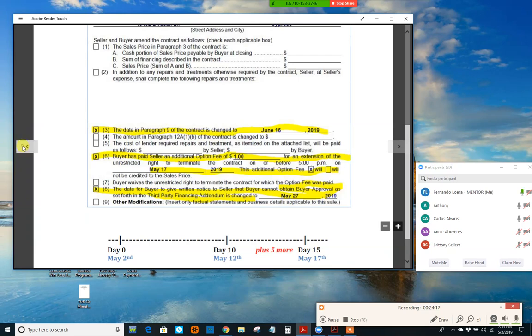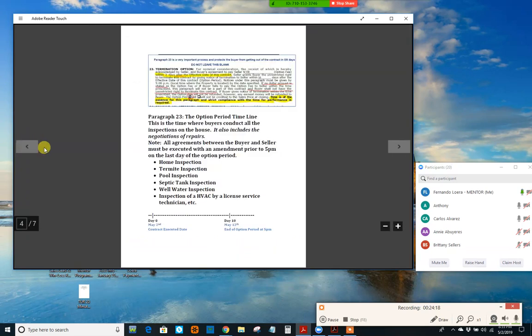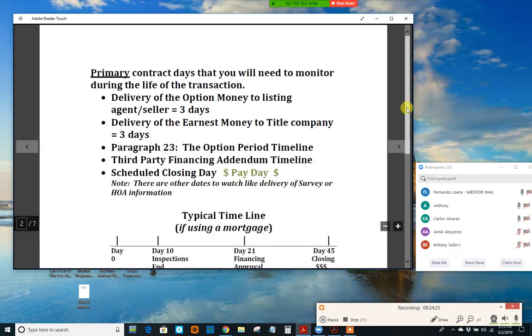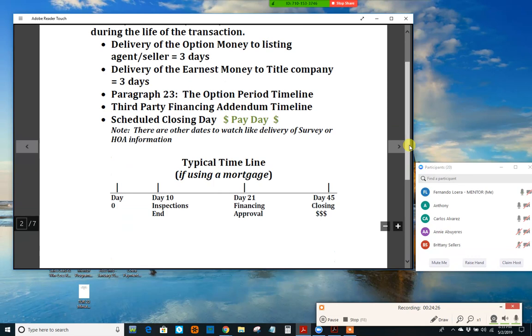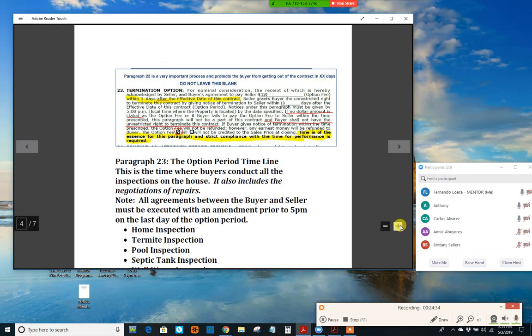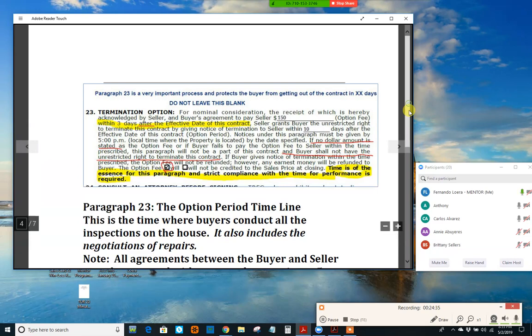So keep in mind, calendar days only, not business days. Any questions on the option period? Does everybody understand the importance of that? Because this one tends to kind of confuse people.